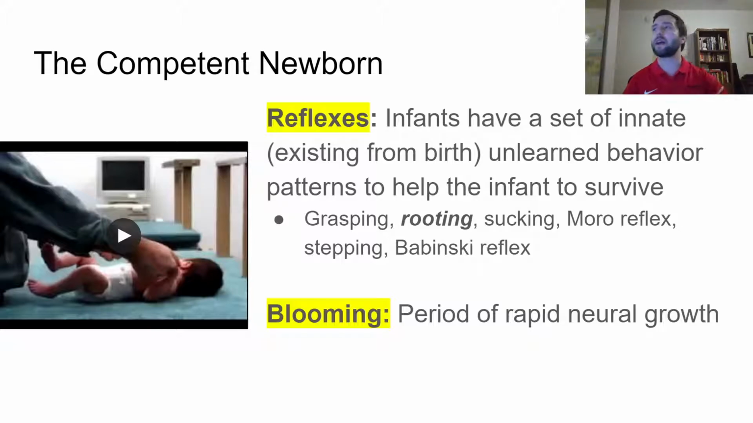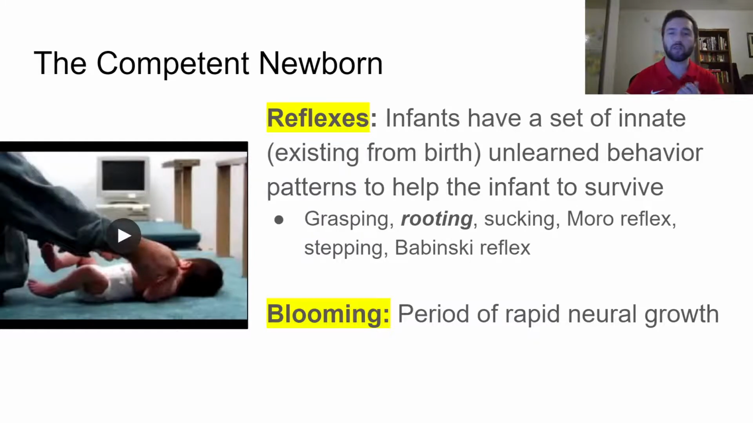So in class, we'll watch a video that will show these different examples, but the big ones are grasping, rooting, sucking, the Moro reflex, stepping, and the Babinski reflex. Grasping is basically this idea that, and I'm sure some of you have done this if you've ever been around a baby, if you take your finger and put it in an infant's hand, even a newborn infant, they'll grab onto it, right? They hang onto your hand. They'll grab onto your finger and hang onto it. So that's grasping.